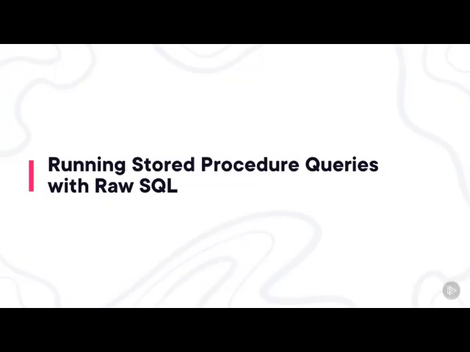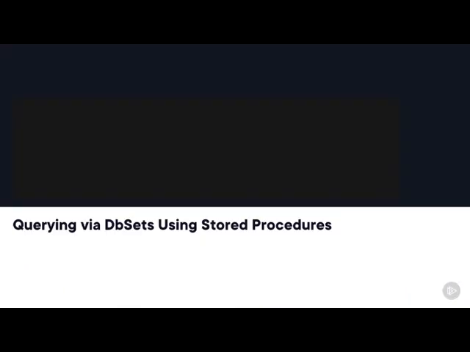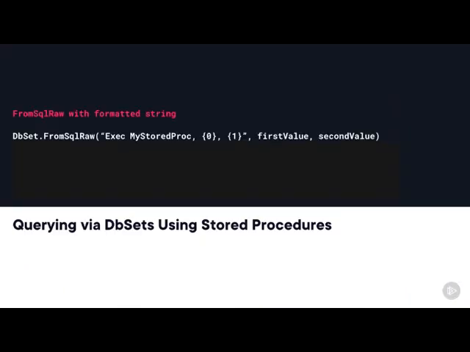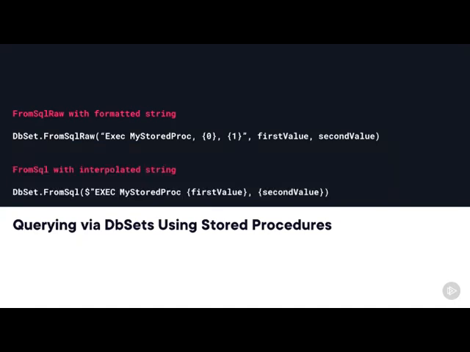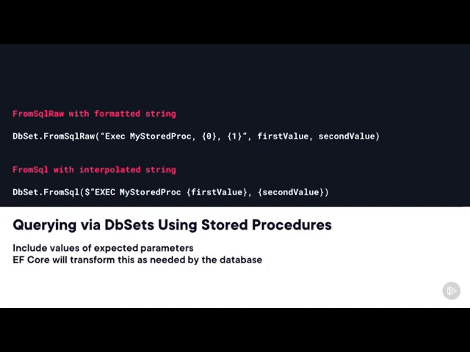Now that we've got a stored procedure for querying in the database, I can show you how to use the raw SQL methods to query using stored procedures. This is possible with either of those methods. You can use FromSqlRaw with a formatted string or FromSql with an interpolated string, just like we did in the earlier queries. Both of these methods allow you to pass in any parameters expected by the procedure, and EF Core will know how to pass those along to the database in the manner that it expects. These are the most common uses, and you can find more examples in the EF Core docs.